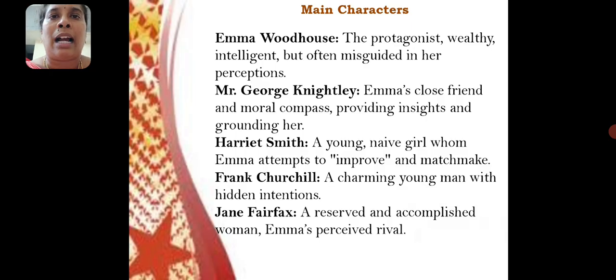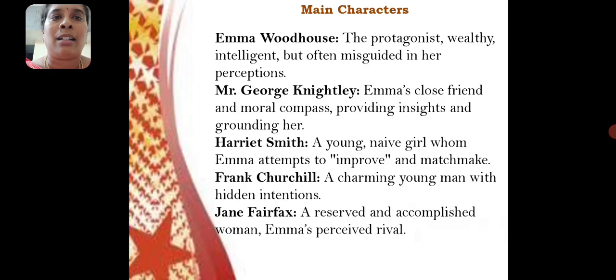At a particular time, Emma feels she will be a good match for Frank Churchill. Even then, Mr. George warns her that Frank won't be a good match for her. But she doesn't listen to his words. Only after some days does she realize she won't be a good match for Frank.